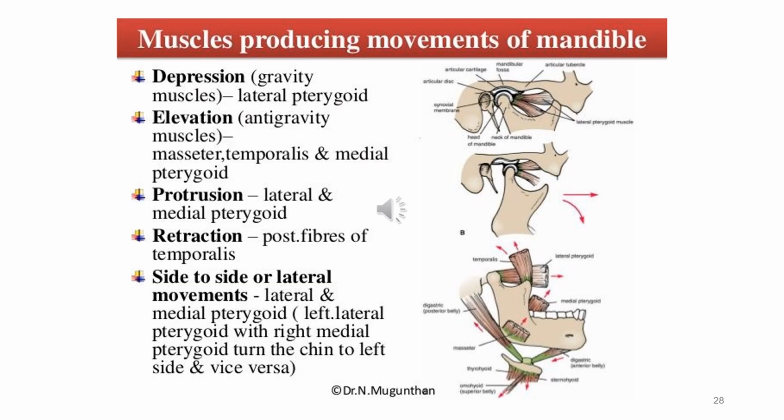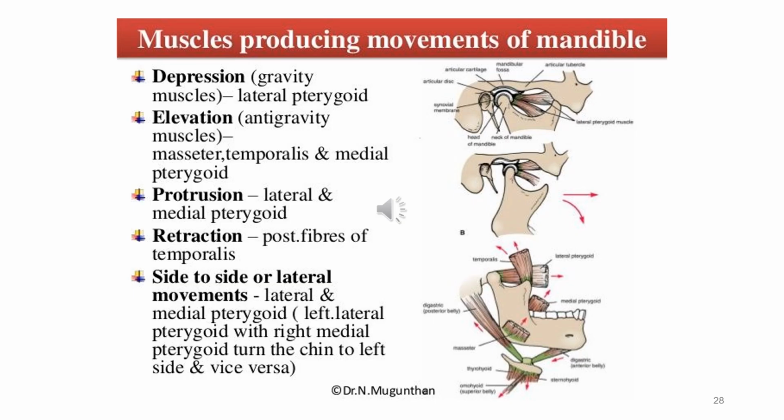And you all know the muscles of mastication from the anatomy course. Now we'll be talking about the movements that happen because of these muscles. The first movement is depression of the mandible. Which muscle is responsible for that? It's the lateral pterygoid. Elevation of the mandible is what masseter, temporalis, and medial pterygoid do. For protrusion, the lateral and medial pterygoid work together to protrude the mandible, while for retraction, the posterior fibers of the temporalis will step in.